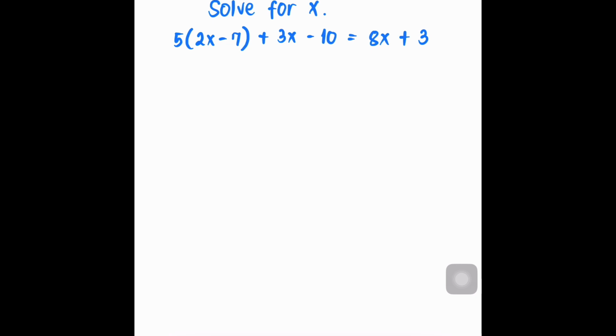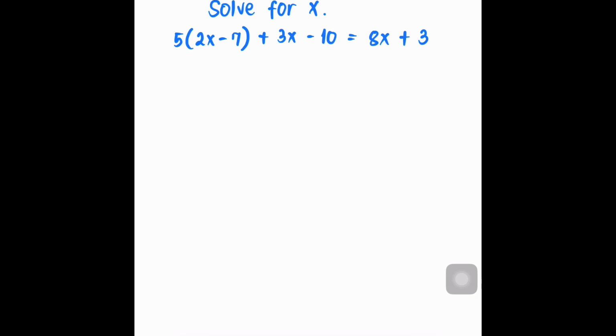Now, in solving any equation, the goal is to find the value of whatever variable is in the equation. For this example, the variable is x. Solving the equation will lead us to the value of x that will satisfy the equation. To begin solving, as we can see for this part right here, we need to apply the distributive property.